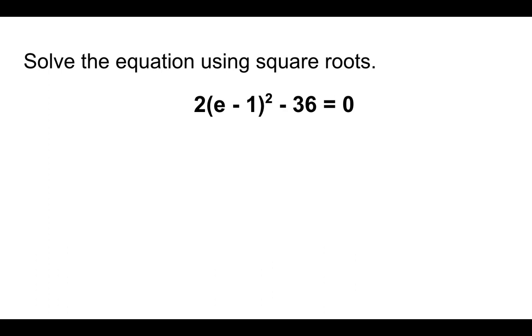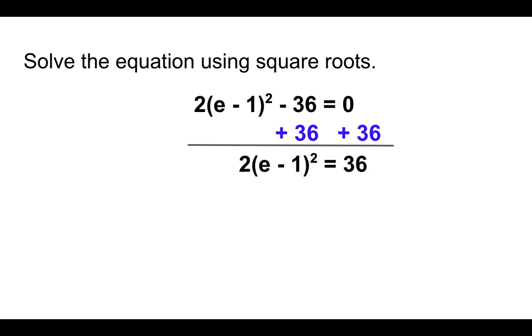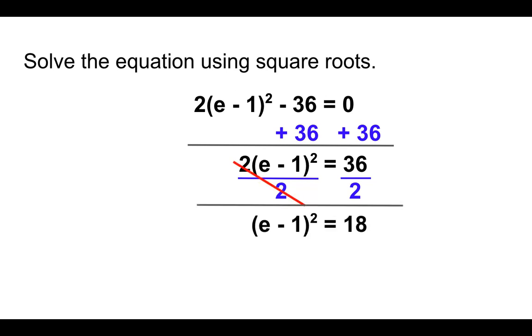A more complicated example is 2 times the quantity of e minus 1 squared minus 36 equals 0. The first thing we're going to do is add the 36 over to both sides. I want the e minus 1 squared by itself. I can only square root something if I have the square left over. So now we're going to divide by 2. We're left with e minus 1 squared equals 18. Now it's time to square root both sides.